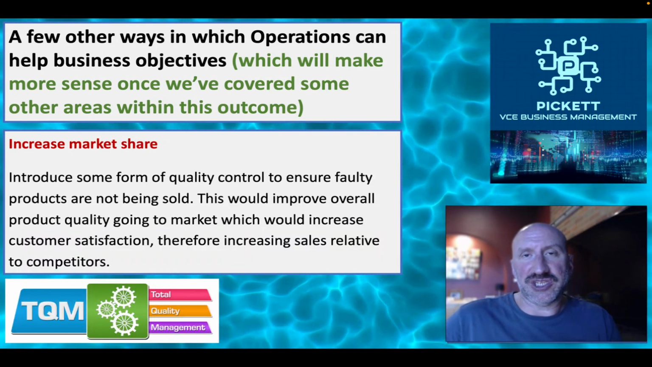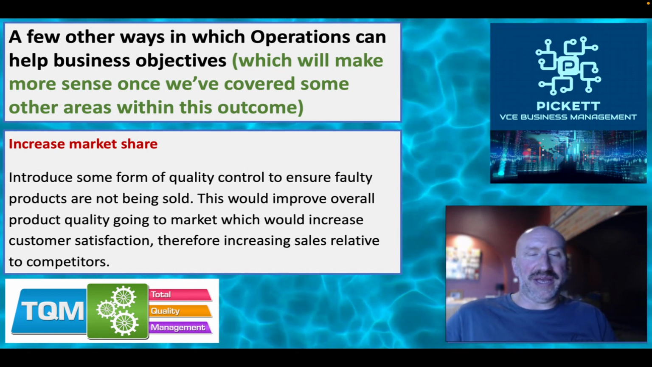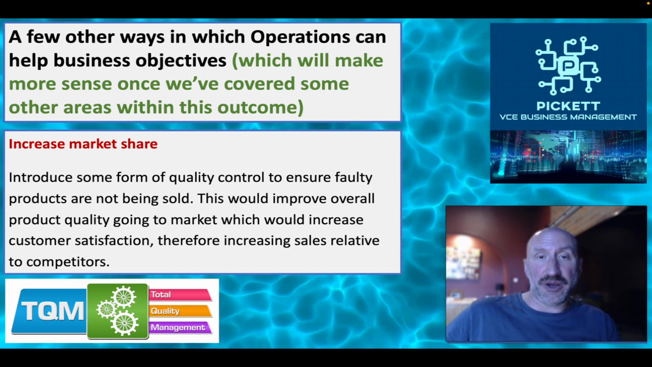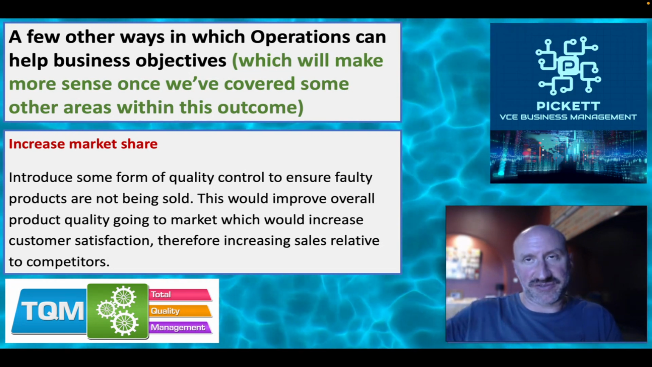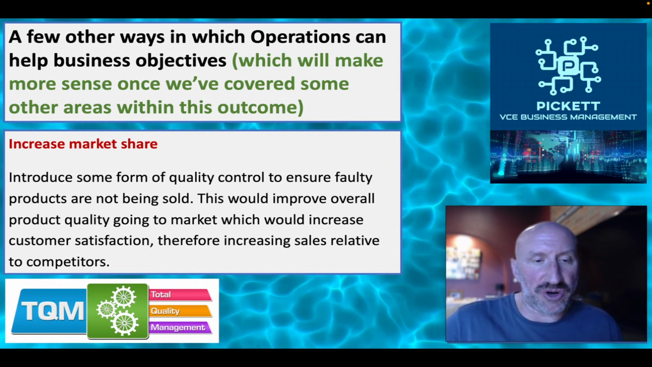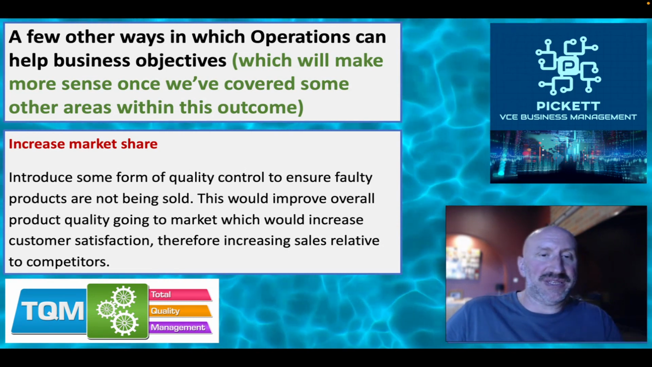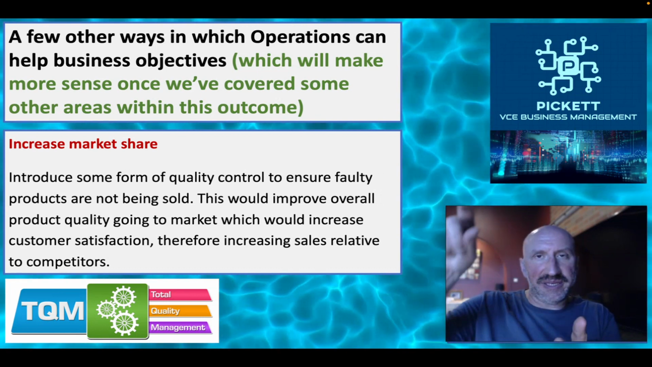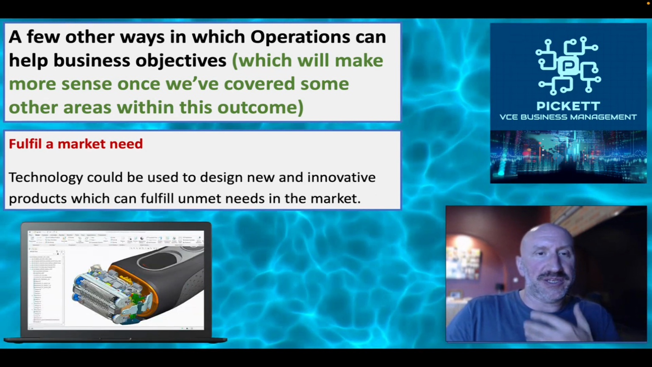Another way in which operations can help increase market share is to introduce some form of quality control. That ensures faulty products are not being sold. That improves overall product quality going to market, which increases customer satisfaction, which increases sales relative to competitors, which increases your market share. And again, we look at quality control. In fact, we saw it in action at Yakult even, and I'll refer back to that when we look at it. So you can see, again, logical steps. One thing leads to another, leads to the next, which gets us to achieving our objective.